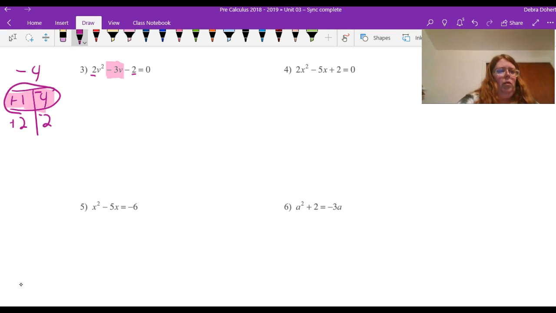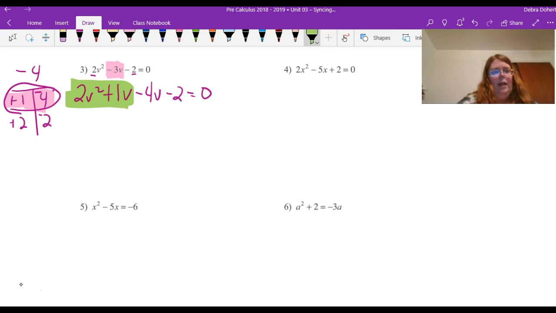All right, so 2v squared plus 1v subtract 4v subtract 2 equals 0. We're just going to take two of the terms together and see what they have in common. In this case, we have not a 2, we just have a v, because both of them have a v in common. So let's take the v out. What that leaves me with is 2v, and it leaves me with 1.